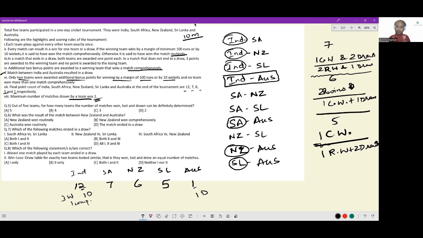So, can we be certain New Zealand is definitely not the team that is having a draw? So if New Zealand is not having a draw, New Zealand has 2 routine wins. If New Zealand has 2 routine wins, can you see?